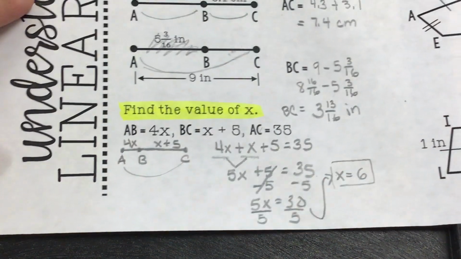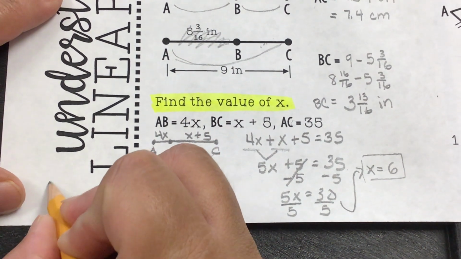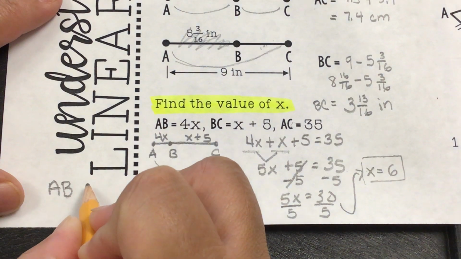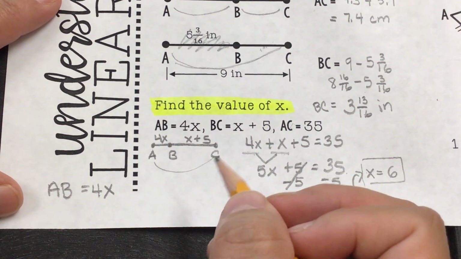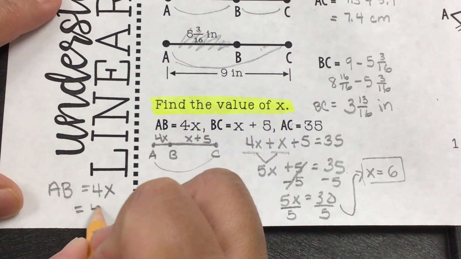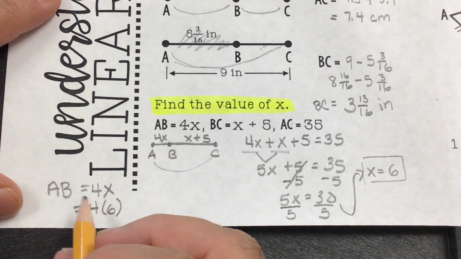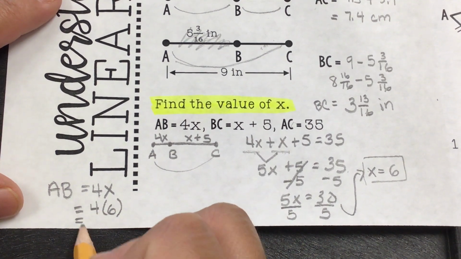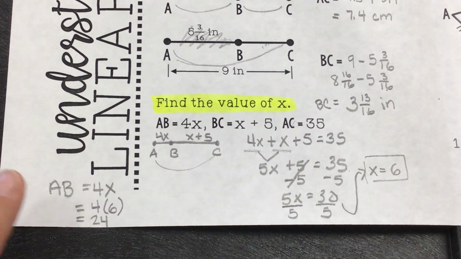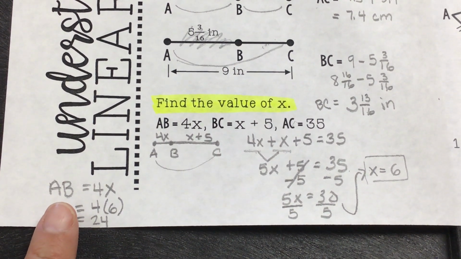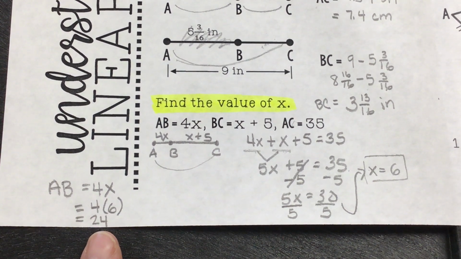But I want to make a little note over here: what happens if I ask you for AB? AB is equal to 4x. Well, we know the value of x, so that's 4 times 6, because we know that that's multiplication, making the value of AB 24. If I ask for AB, make sure that you answer the question and plug in the x to get the value of AB.